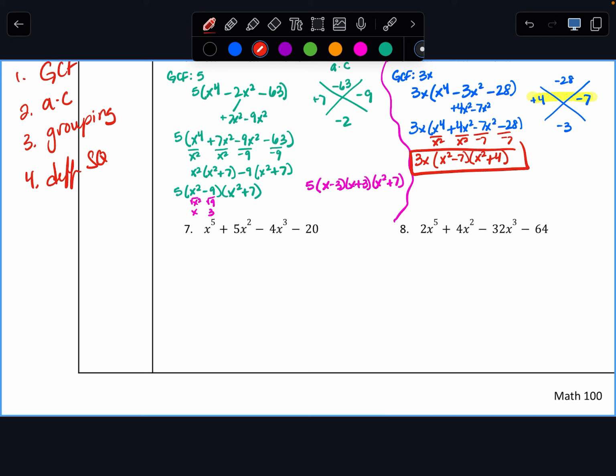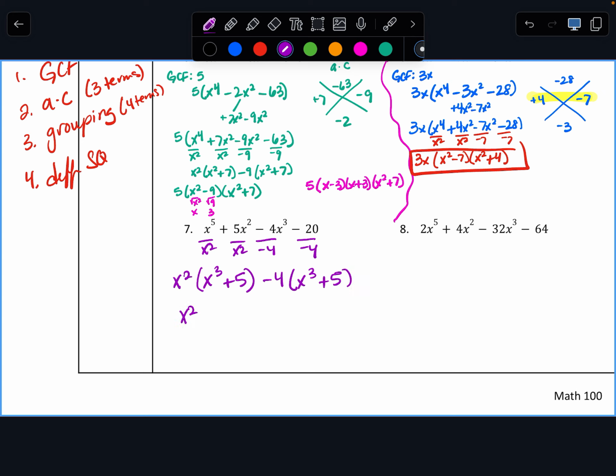When you look at number 7, there's already 4 terms, so I'm probably going to need to do grouping for sure. AC only works with 3 terms. Grouping is better for 4. And so it's already in 4, so I want to try to break it down. I can divide both of these by x squared, and I can divide both of these by negative 4. So I have x squared, x to the third plus 5 minus 4 times x to the third plus 5.